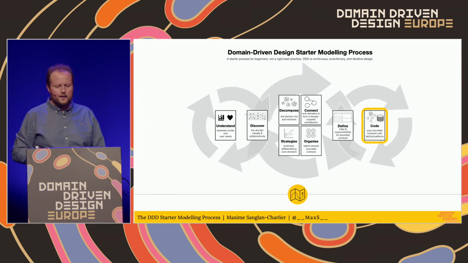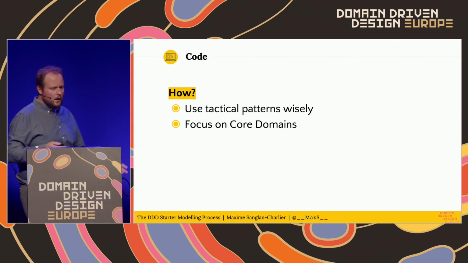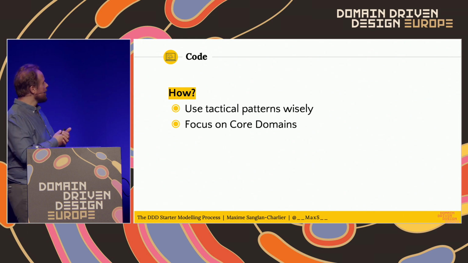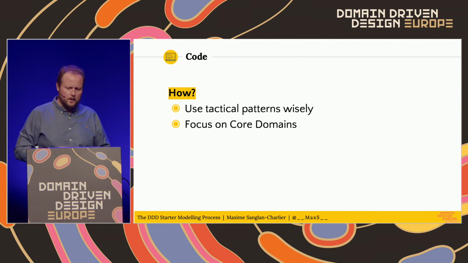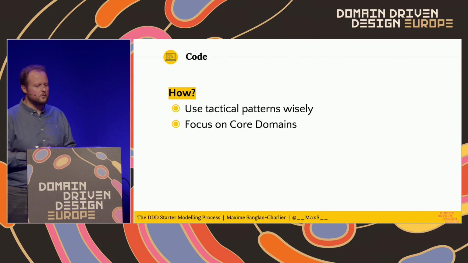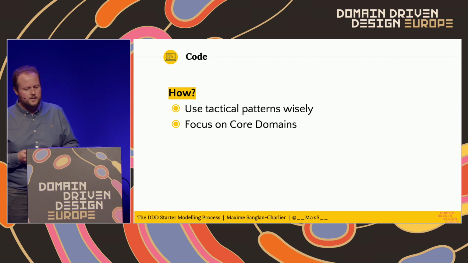The latest stage, obviously, the circle would not be complete without the code. Here we will implement what we defined in the previous phases. We will make choices on the tactical patterns to apply. What style of architecture for this particular bounded context? What code patterns to choose? All these choices will, of course, depend on the nature and the level of complexity of your bounded context. And of course, as I said before, you need to focus particularly on your core domains. This is where the tactical patterns pay off.